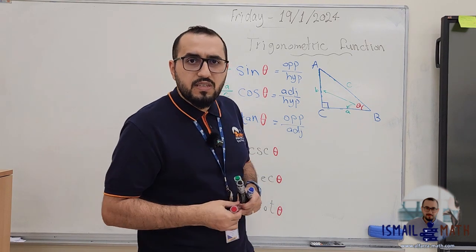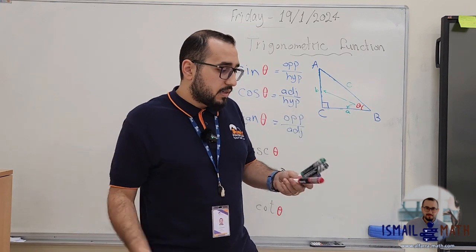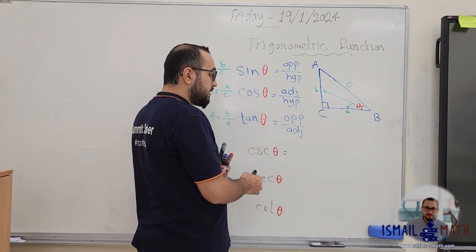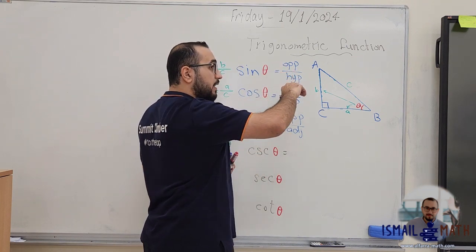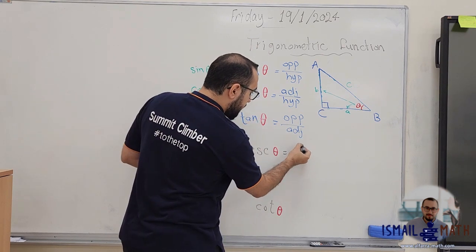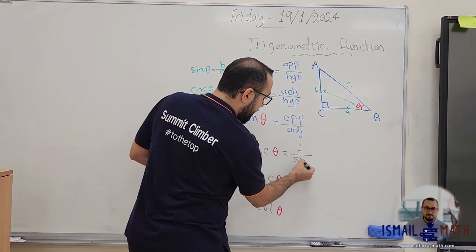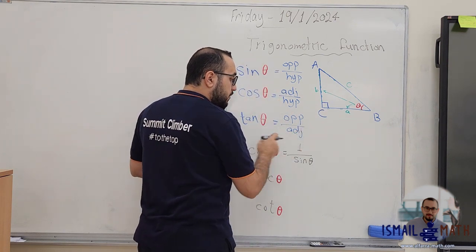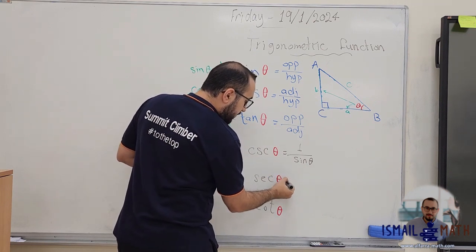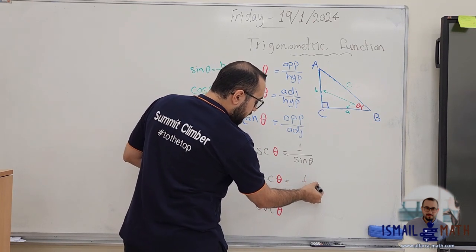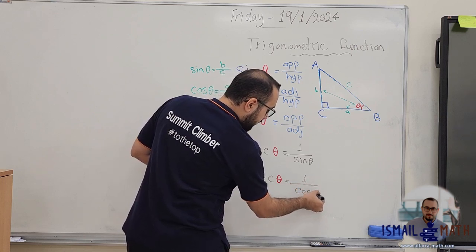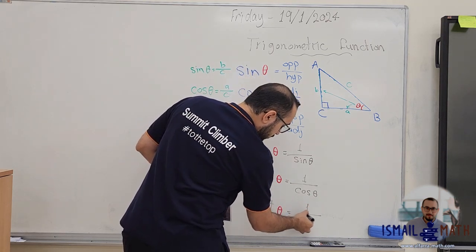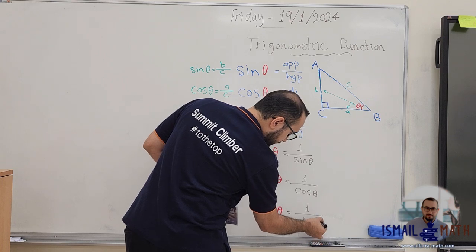The only thing I need to know is the ratio. If I know the ratio, it's easy to understand. The cosecant is the reciprocal of the sine, so it's 1 over sine theta. Same thing for the secant: secant is 1 over cosine theta. Cotangent is the reciprocal of the tangent, so we can say 1 over tangent theta.